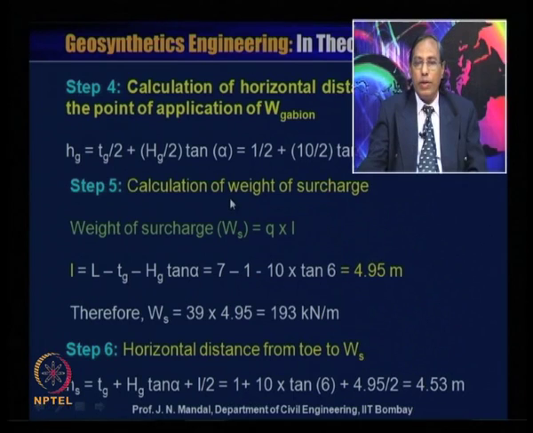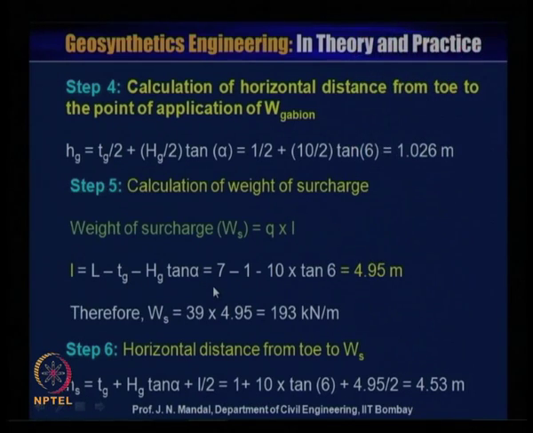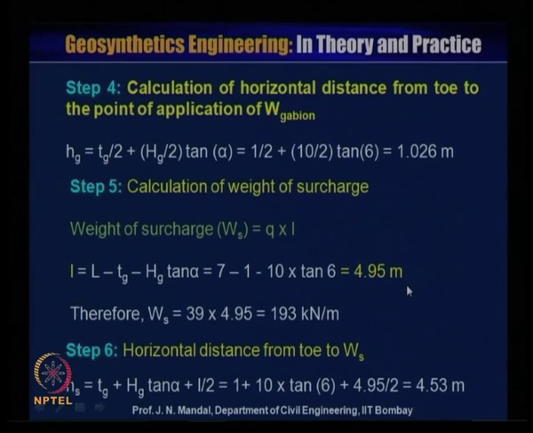Step 5, calculation of weight of the surcharge. The weight of the surcharge Ws is equal to Q into L. L we define as L minus Tg minus Hg tan alpha. That means this is 7, Tg is 1, Hg is 10 into tan 6. So this L will give 4.95 meter. Therefore Ws is equal to Q into L. Q is 39 surcharge into this L 4.95, and this will give 193 kilonewton per meter.